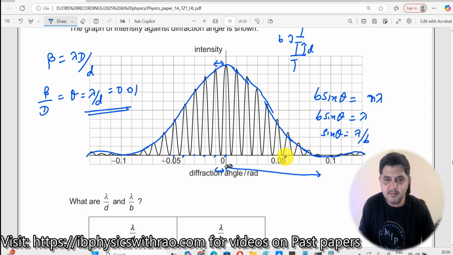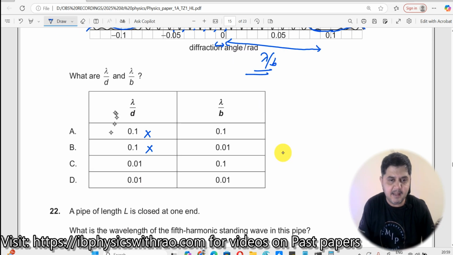But when I take sin theta equal to lambda by b, the value of theta is very small over here. That's why sin theta itself is equal to lambda by b. So this value is nothing but lambda by b. So you can say lambda by b is equal to 0.1. So this is the right answer. C is the right answer.